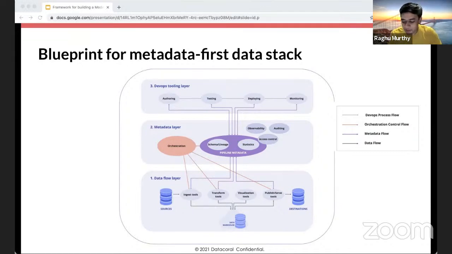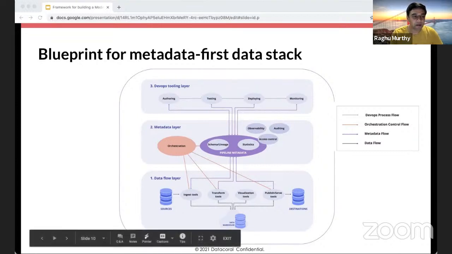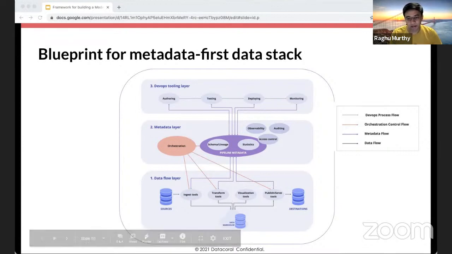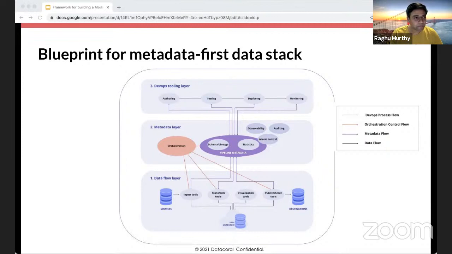So I won't have too much time to get into an exact example, but these are some of the things that we're actively working on, building out content around. Definitely happy to talk to you about it separately, or you can reach out to us. So we have taken this blueprint and built something at Datacoral that is more end-to-end.